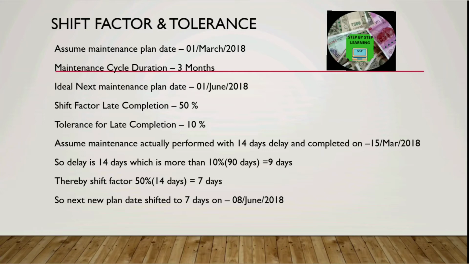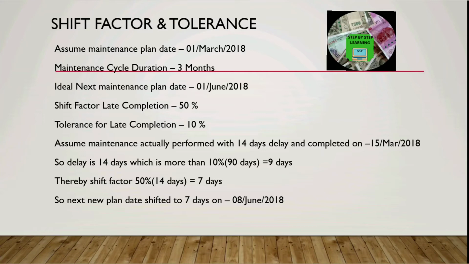If the delay is more than the tolerance, that is the current scenario, a 14 days delay but the tolerance is only 9 days, so the shift factor percentage will come into the picture. So 50 percent is my shift factor for late completion. I am delaying the maintenance, that is the late completion percentage. Since I put 50 percent of the delay, 14 days becomes 7 days. So the next new plan date is shifted by 7 days to 8th June.